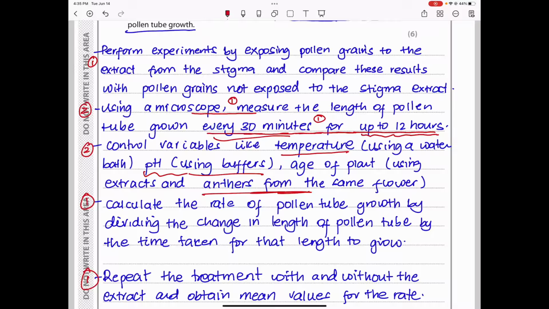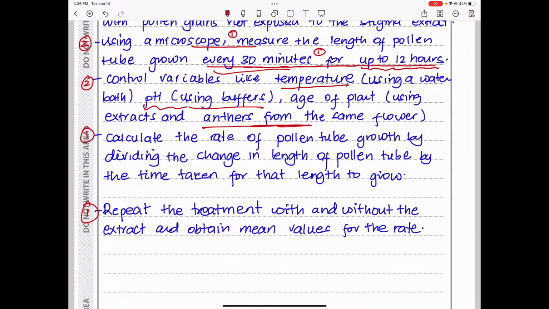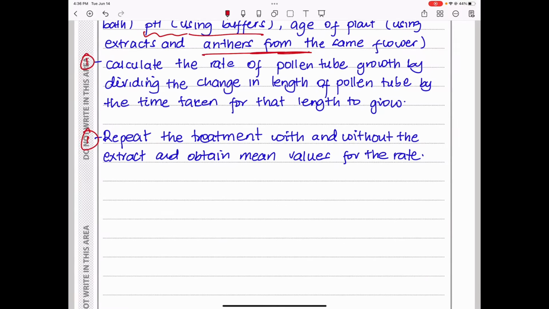We will repeat this experiment, treating with and without the extract from the stigma, and see the mean values that we can obtain. Those mean values will be the values we are looking for. So we would expect that if the extract increases the rate of growth, those that were exposed to the extract will have longer pollen tubes than those that were not exposed.